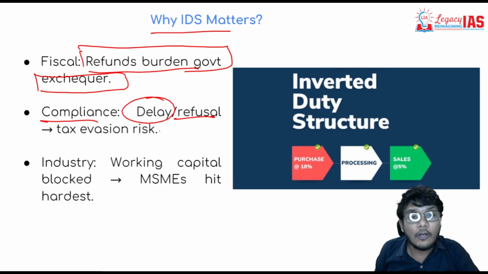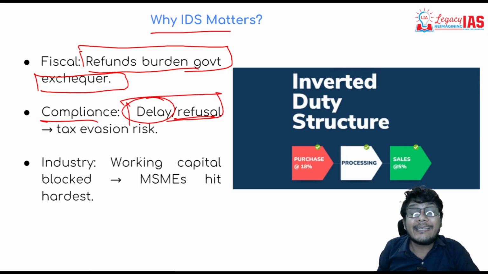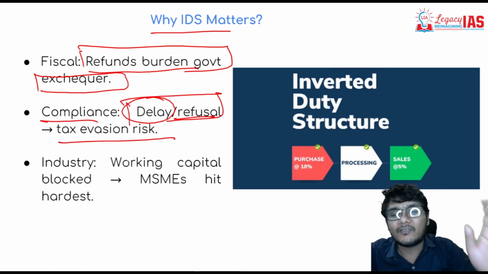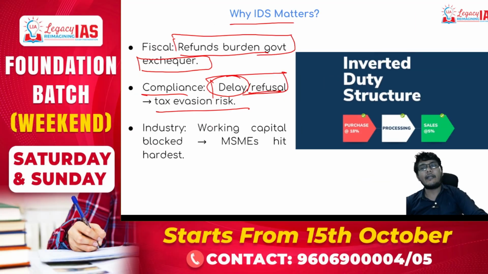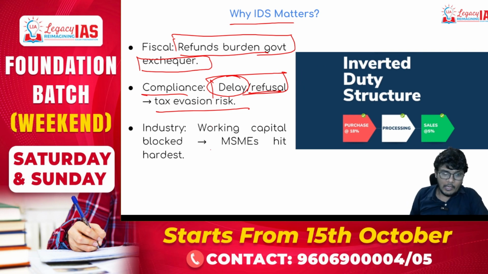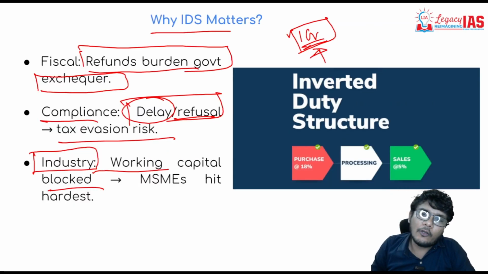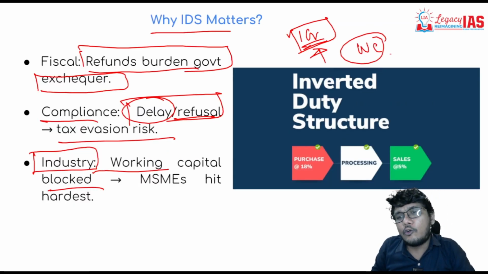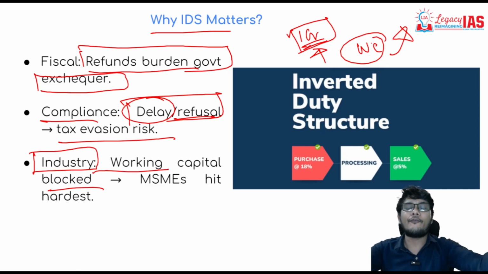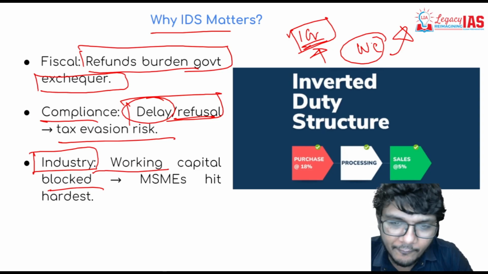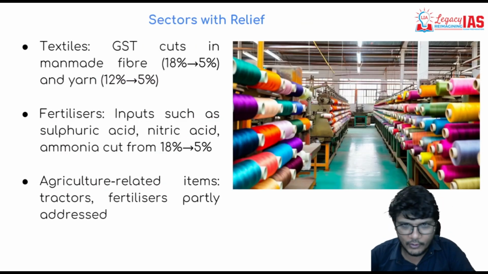There can be refusal of that, as a result of which it can nudge people to evade taxes altogether because of the risk of not getting the refund or getting the refund at a delayed time. Also, the industry says that the working capital gets blocked. So if, let's say, 1 crore in tax is stuck, which is due for refund, that 1 crore could have been used as working capital to produce more, to expand, to gain profit, but is stuck with the government. So that itself is an issue over here.